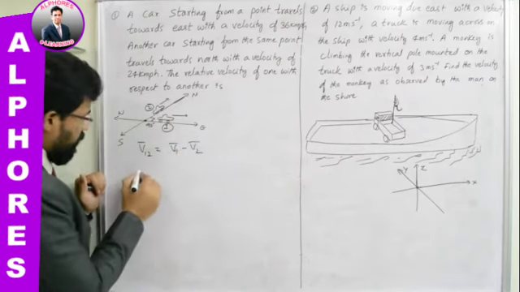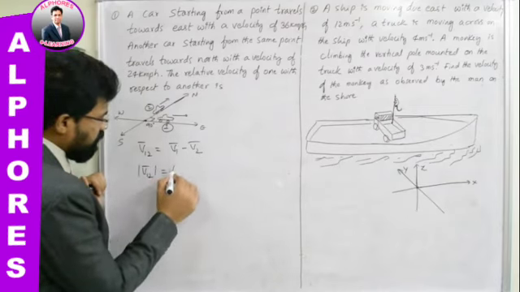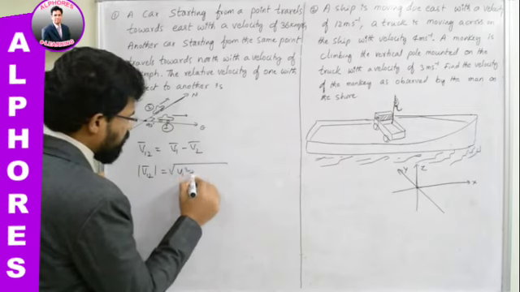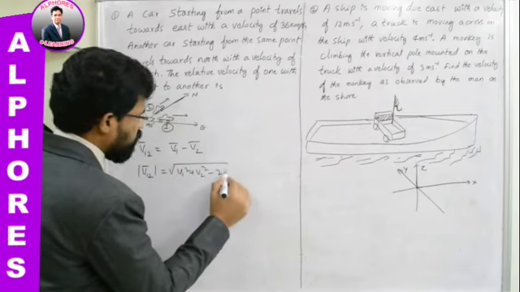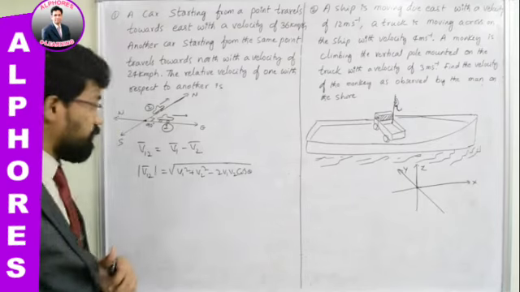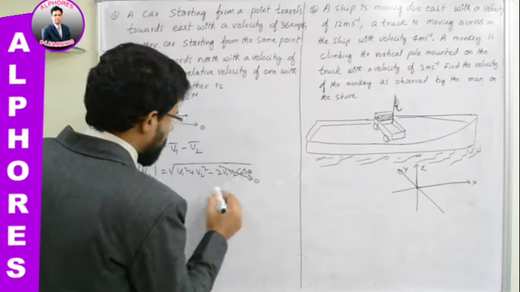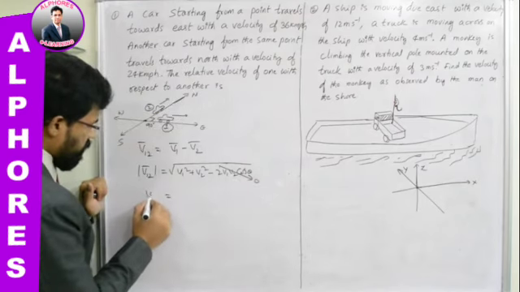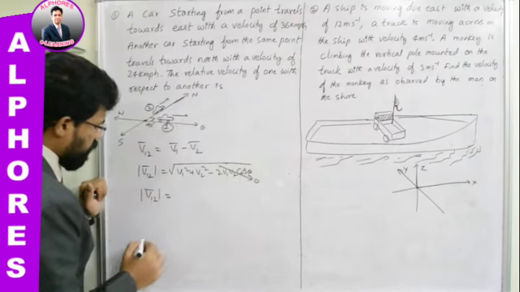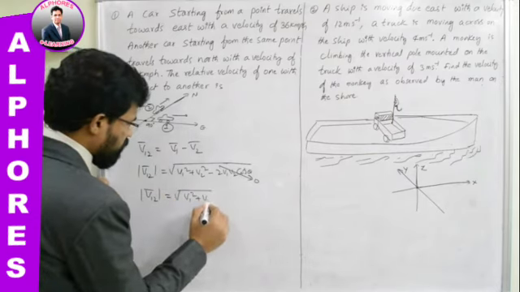Isn't it? Or the magnitude of the relative velocity of the first car with respect to the second car can be written as under root V1 square plus V2 square minus 2 V1 V2 cos theta. Now tell me what is the angle between V1 and V2? It's 90 degrees, isn't it? So cos 90 will be 0. So this term vanishes. And finally, the magnitude of relative velocity of one car with respect to the other car, you are left with V1 square plus V2 square under root.